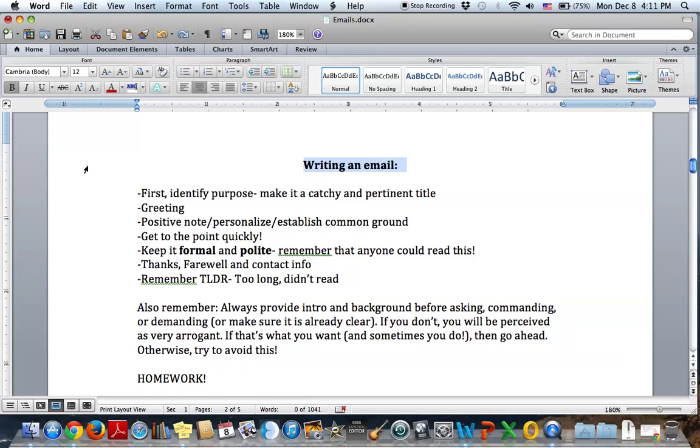And here they are. The first thing that we need to know is our purpose. Why are we writing this email? What's the purpose of doing it? Once we know that, we turn it into a catchy and pertinent title. Catchy just means it catches our attention. Pertinent means it's related. It's clear, it's catchy, it's pertinent, and it's the title. That goes in our subject line in the email. So, let's take a look at that right now.